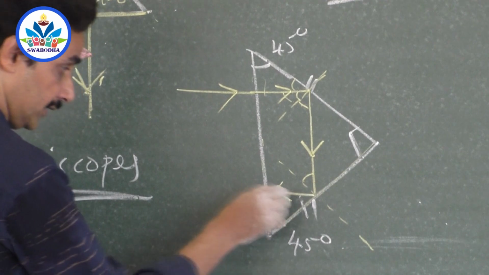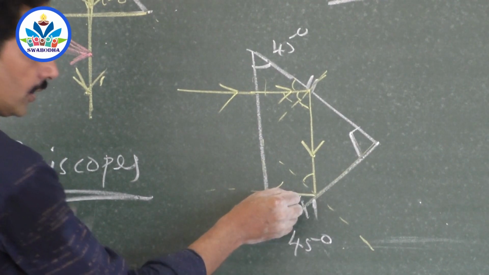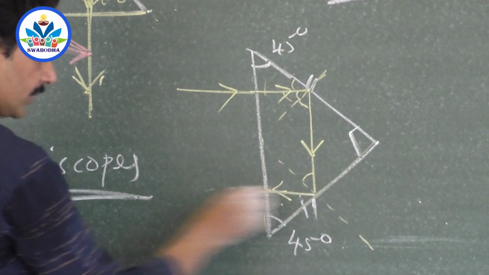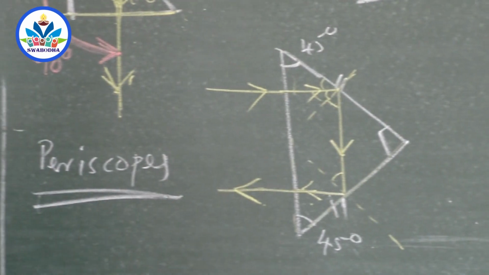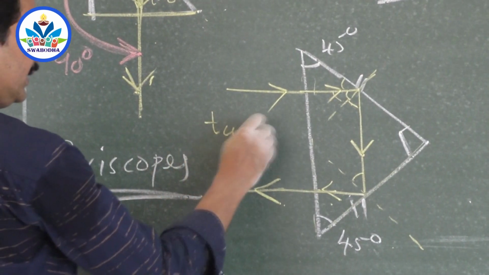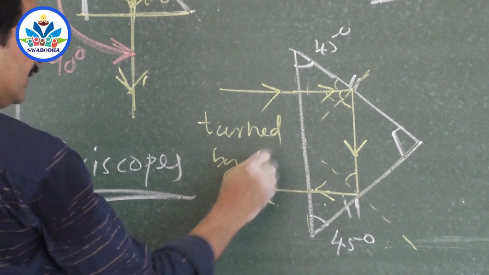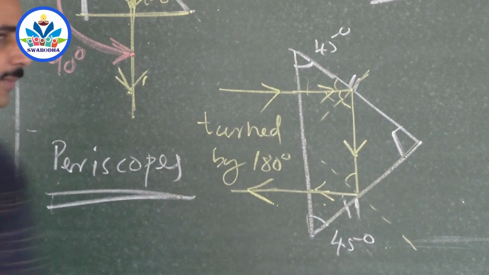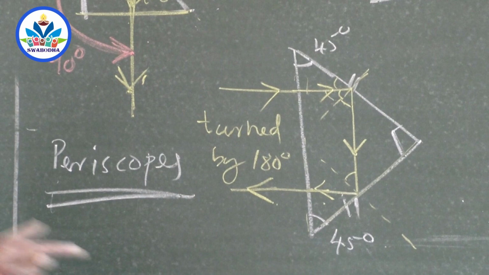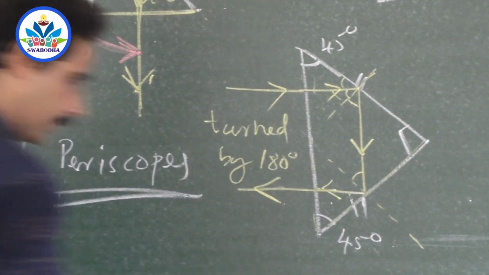But for this one, if you draw a normal, angle of incidence is 0. Not greater than critical angle. So moves out. What is the condition here? Ray is turned by 180 degrees. It was moving like this, it has come out. This type of arrangement is used in binoculars.